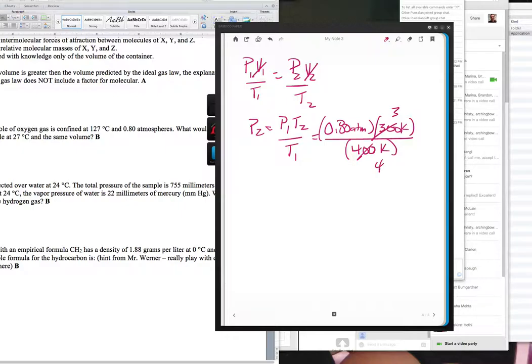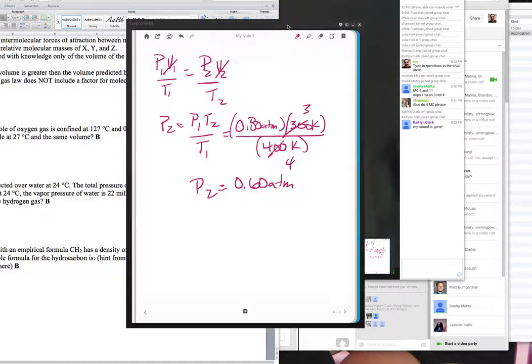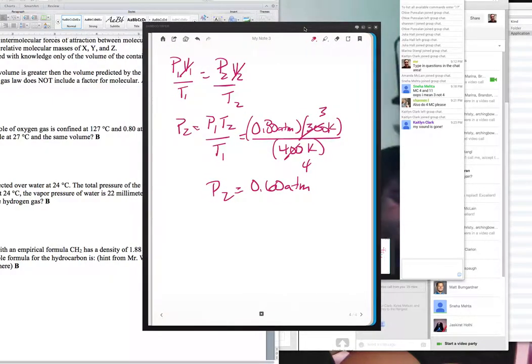You could do it however you wanted to, but 3/4 of 0.8 would be 0.6, right? Each fourth is 0.2. So P2 is equal to 0.60 atmospheres. So does anyone have a question on that part? Does that make sense? Yeah. Okay.